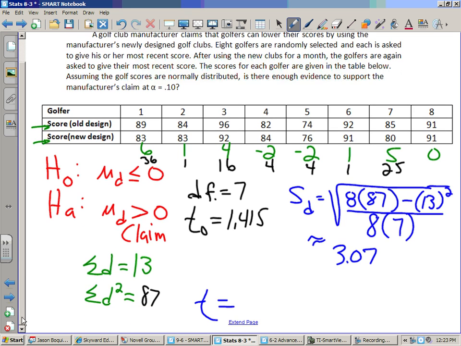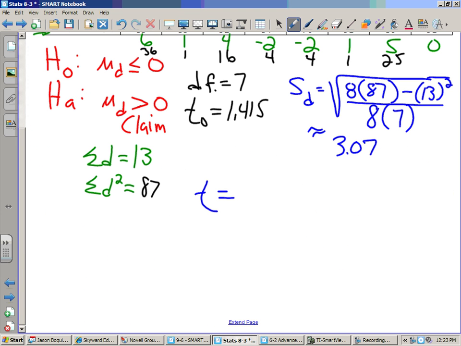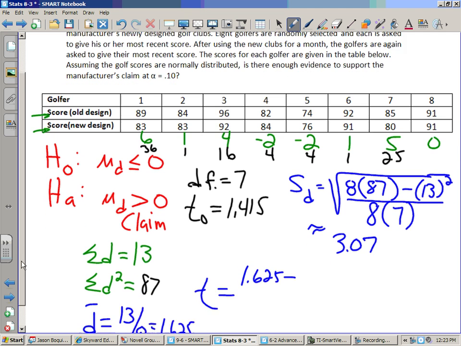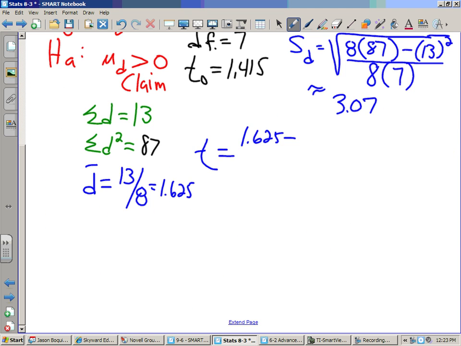Goodness, there's so much to do here. The sum of d, we found that that's 13, right? So to find d bar, we take the sum of d, which is 13, and divide by how many we have, 8. Divide by 8, which is about 1.625. So 1.625 is d bar, minus whatever we think the mean difference should be, 0.